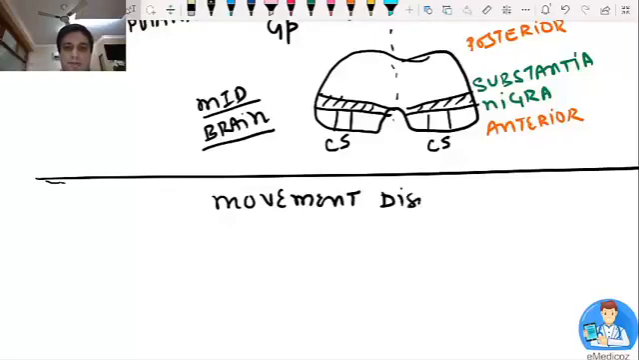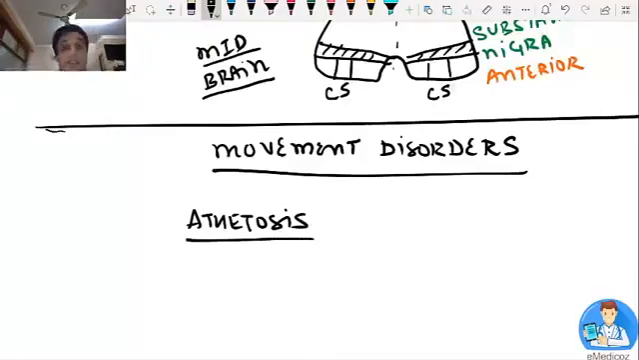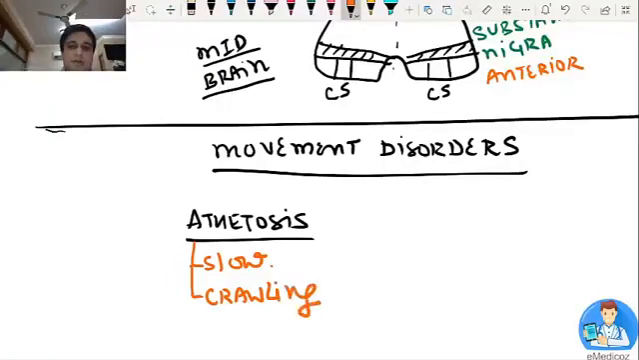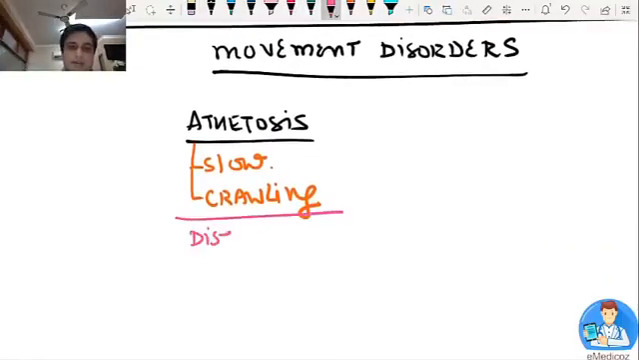Movement disorders, right? The very first movement disorder is athetosis. Now, to define athetosis in a very simple language, it is defined to me as a slow crawling movement. Okay, it's a slow crawling movement somewhere seen in the distal limb. So remember this. There are some movement disorders like this. Write it down, athetosis. It's a slow crawling kind of a movement in the distal limb.